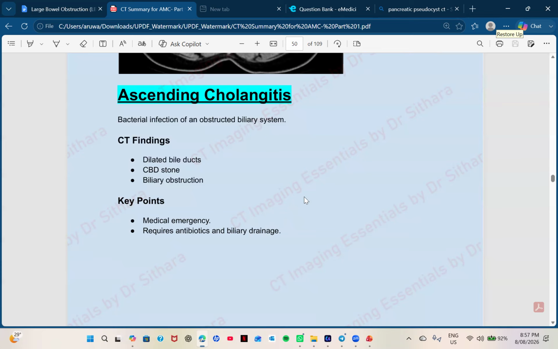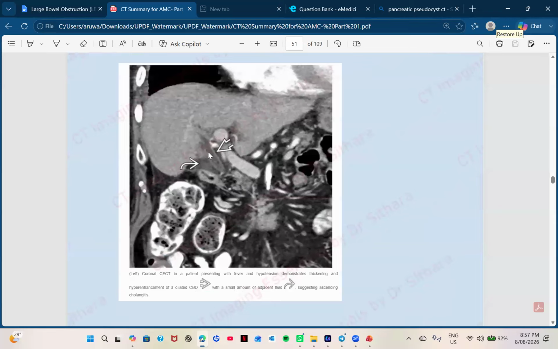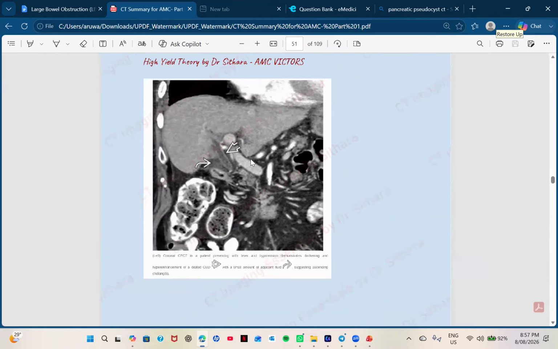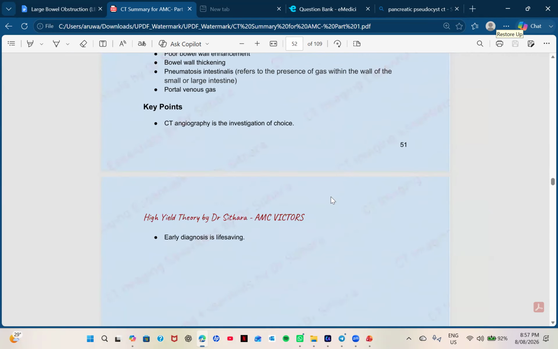What you can see here, doctors, is the dilated CBD. You can see the dilated CBD with a small amount of adjacent fluid, suggesting ascending cholangitis. The fluid accumulation can also be seen, and very clearly the dilated CBD, right? Then, I don't think they're asking about ascending cholangitis CT, but I have attached it.